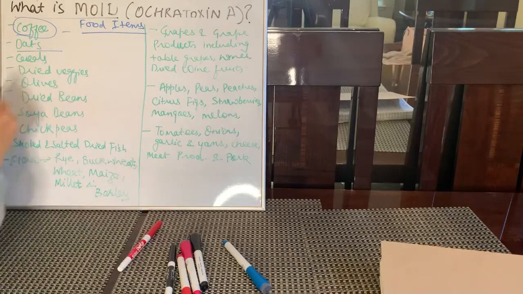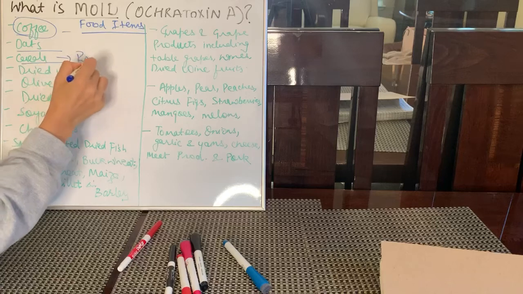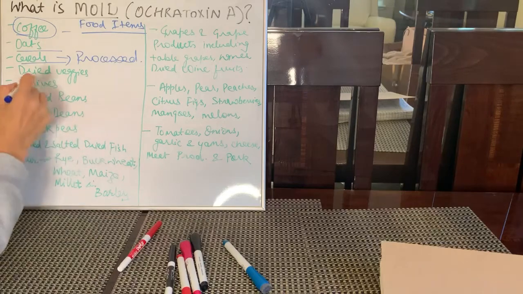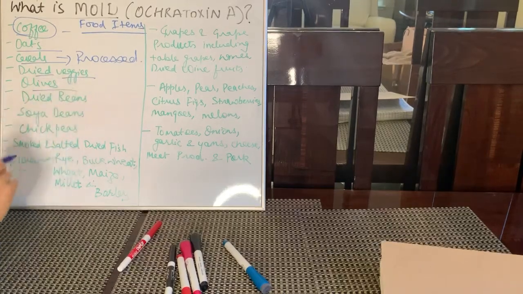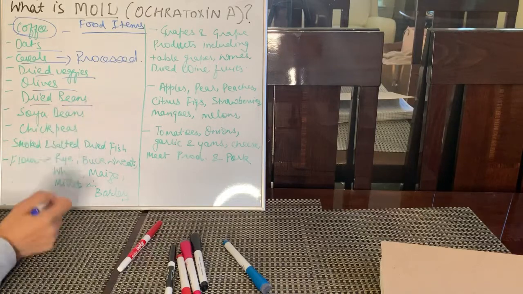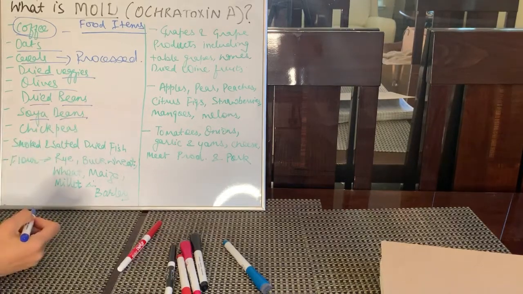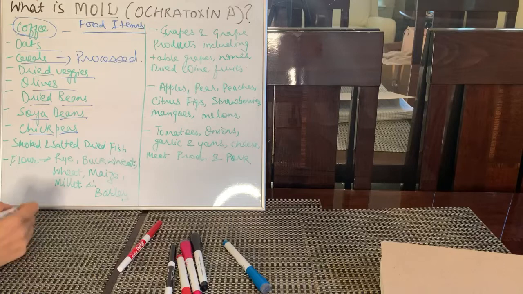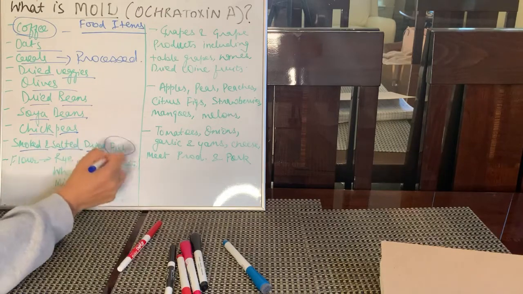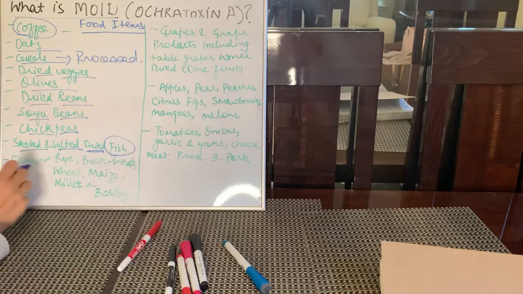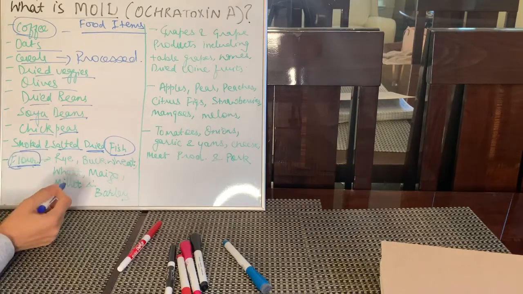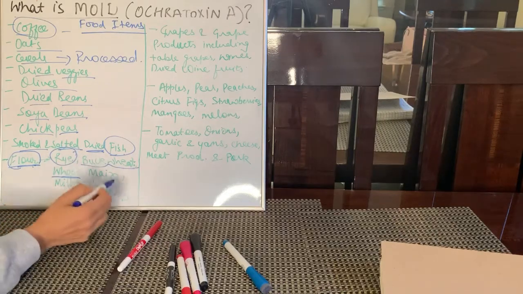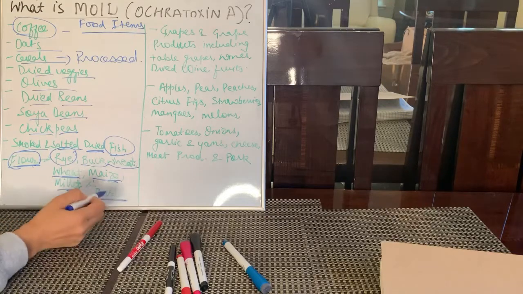Then the next one is oats. Then we also have cereals, especially the processed ones, because it's a lot of sugar and mold feeds on sugar. Then the dried veggies, including olives. We also have dried beans. Soya beans are also one of the common ones. Then we have chickpeas. Yes, chickpeas can also contain mold. Smoked and salted dried fish, especially on the market. Then we have numerous flour types that may contain mold, like rye, buckwheat, wheat, maize, millets, and barley.